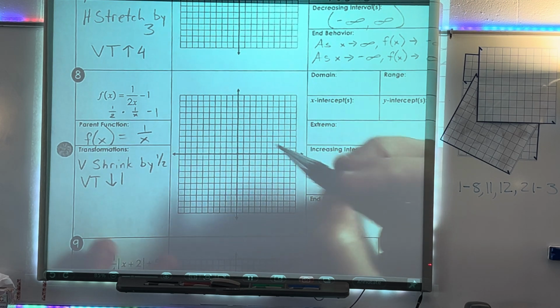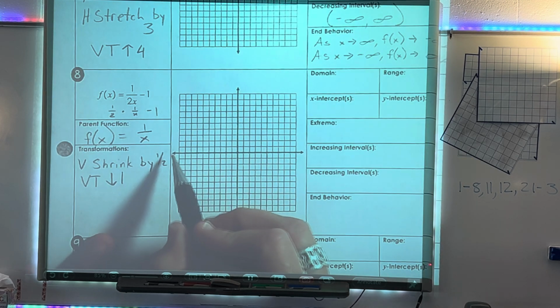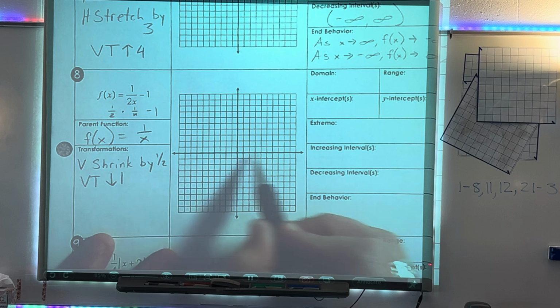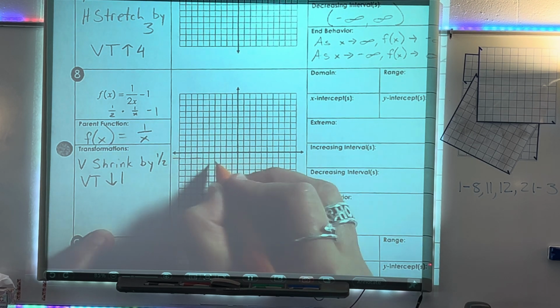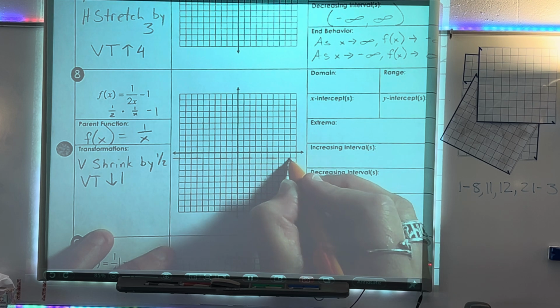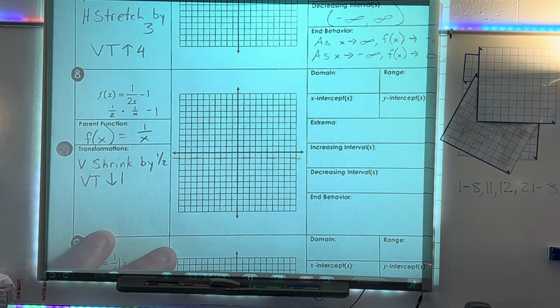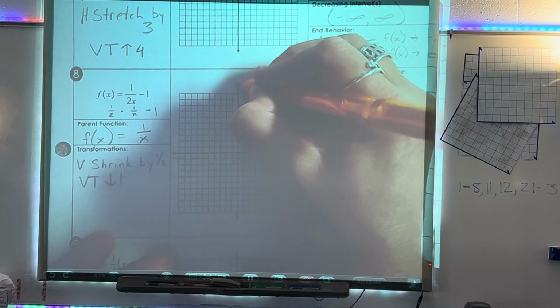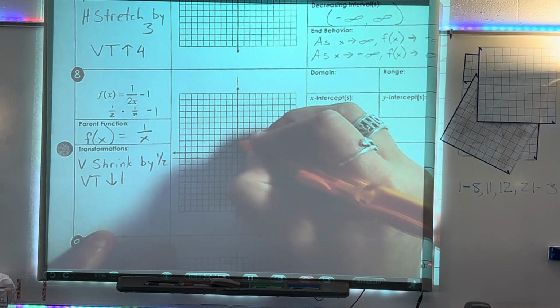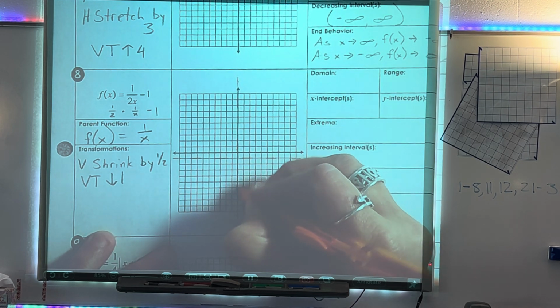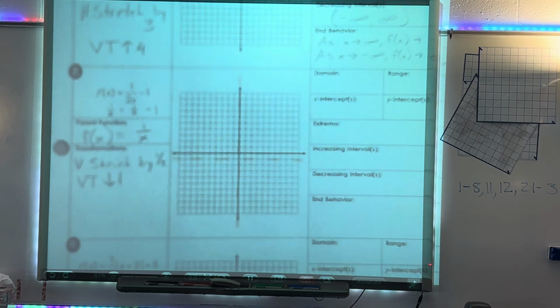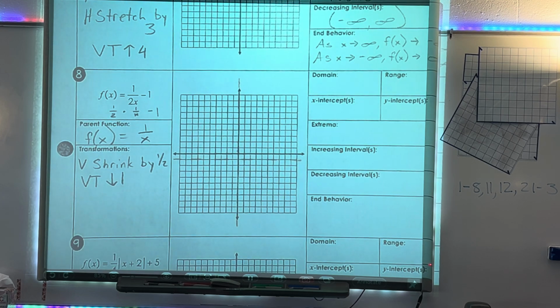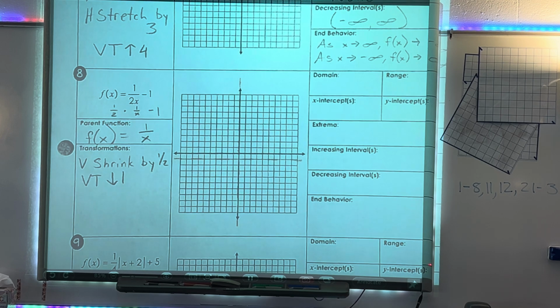So the parent function normally has an asymptote right here at 0, 0. I just shifted the whole thing down, so I now have one at -1. And it has a vertical at 0, and we didn't move left and right at all, so it's still right there. Everybody okay there? All of my y's are fractions. Yeah, that doesn't surprise me.